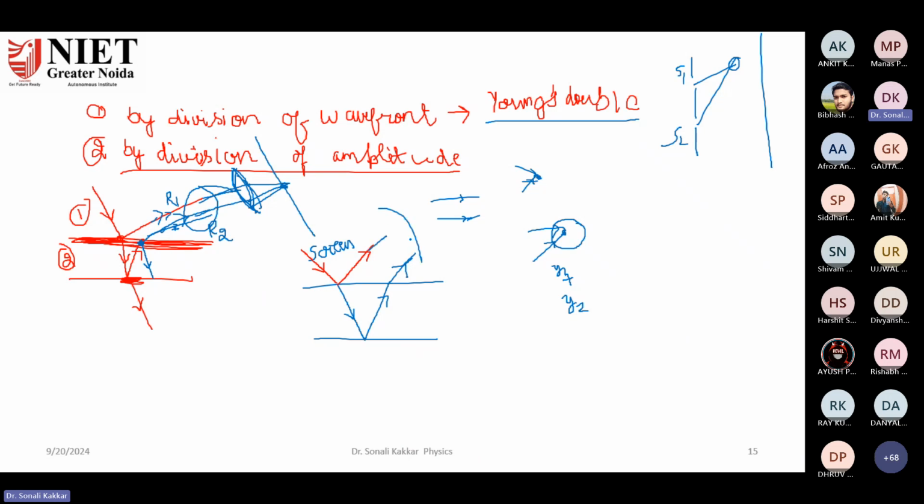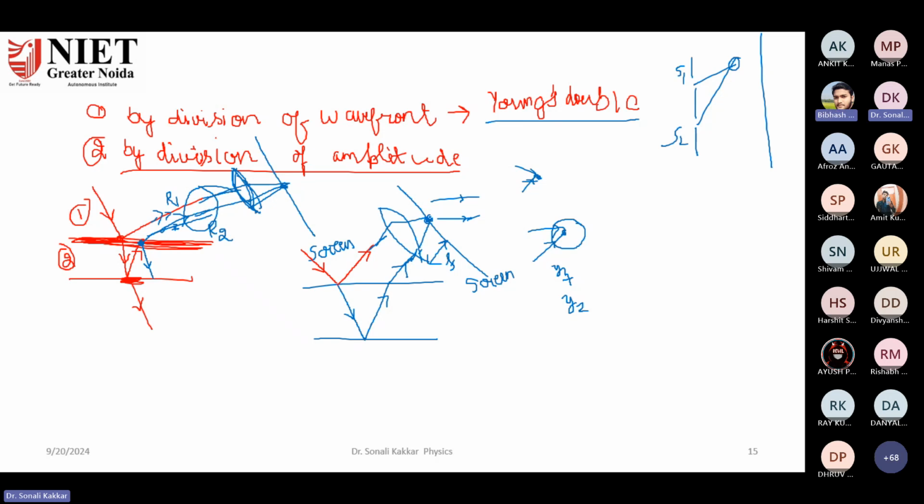If we place a converging lens over here, these will get focused at the focal point of the lens. We can place a screen at a distance equal to the focal length of the lens from the lens, right? So these rays can be made to superimpose on each other, and here they will produce an interference pattern.